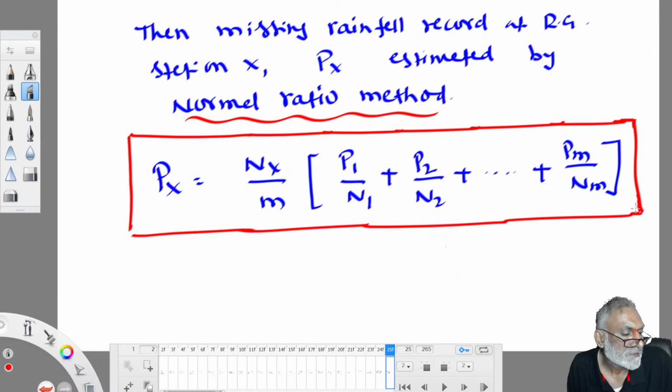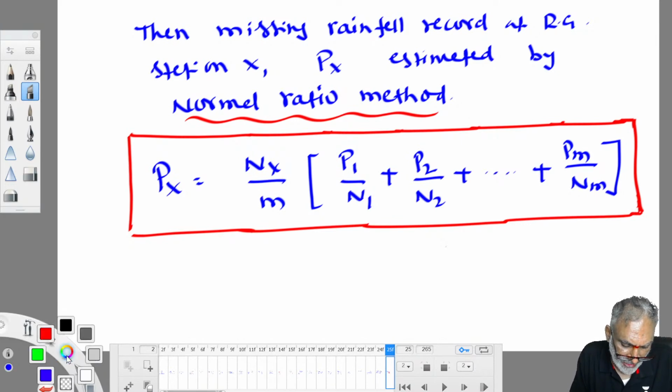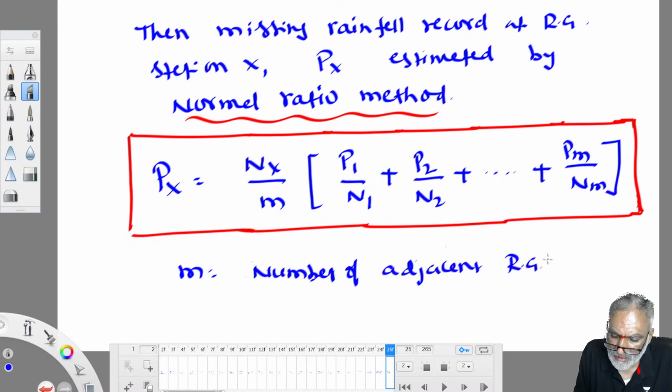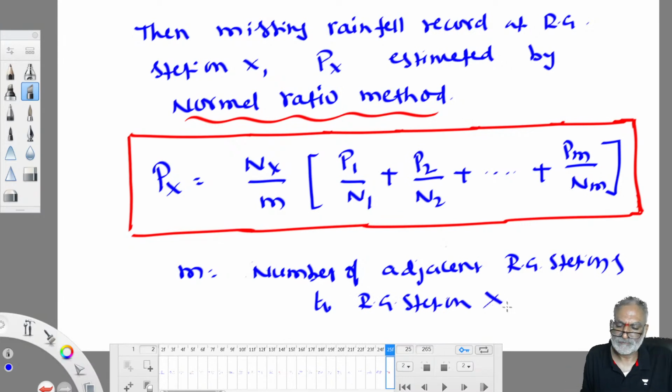Come on, let us work out a few numericals related to this. Where M is equal to, not the existing rain gauge stations, the number of adjacent rain gauge stations to station X. Not existing rain gauge stations. Adjacent rain gauge stations. The number of adjacent rain gauge stations to rain gauge station X. That's all.